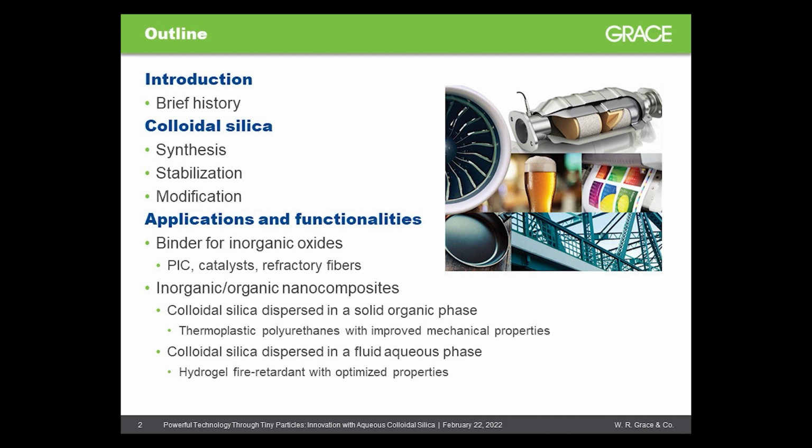Although there are a vast number of different applications, we will take a closer look at just 3 of these. The first involves the use of colloidal silica as a binder for other inorganic oxides, and we will use precision investment casting as an example of that application. Other similar applications as binder include catalysts and refractory fibers. Next, we will highlight how silica nanoparticles modify an organic material when dispersed in the solid matrix, with a focus on the mechanical properties of the mixture. The organic phase in this case is a thermoplastic polyurethane.